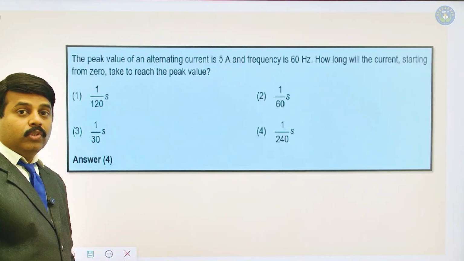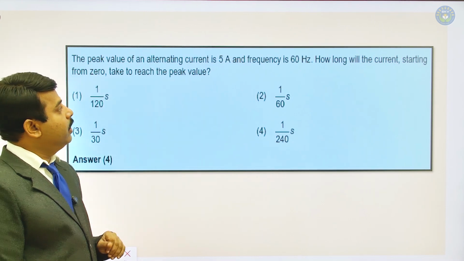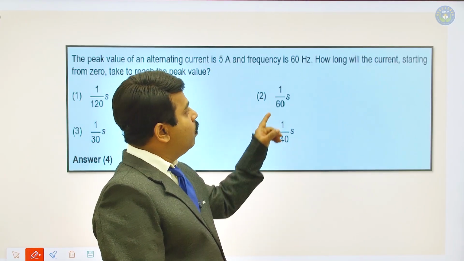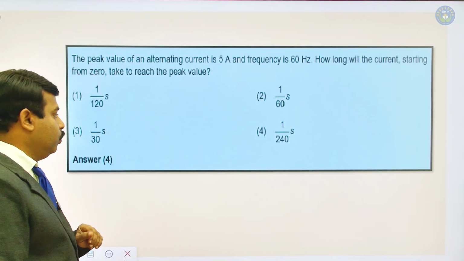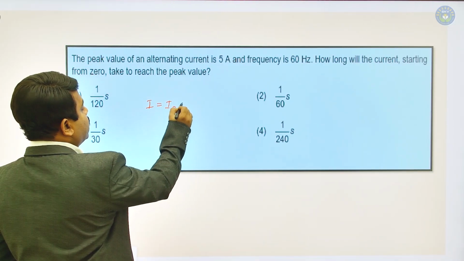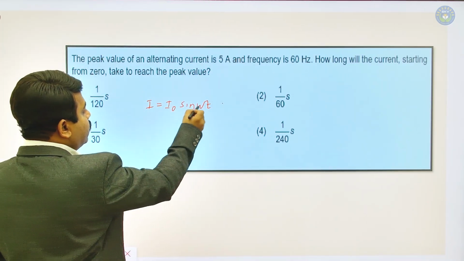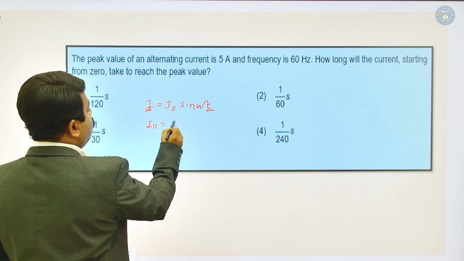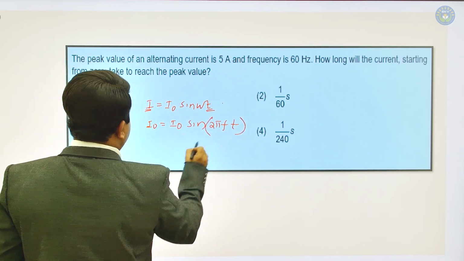All right. Now question number 38. The peak value of an alternating current is 5 ampere and the frequency is 60 hertz. How long will the current, starting from 0, take to reach the peak value? See, in AC, what is the general expression for the current? I0 sin omega t, right? Now, what is the time taken for the current to become the peak value? Peak value is I0, and I0 is equal to I0 sin omega t, where omega is 2 pi f.